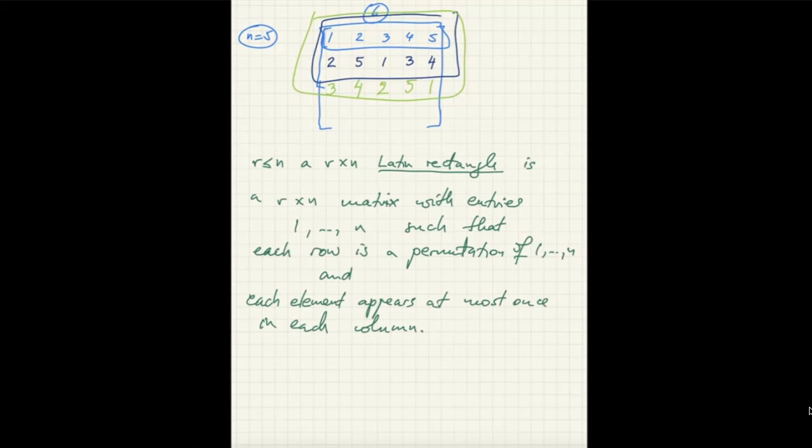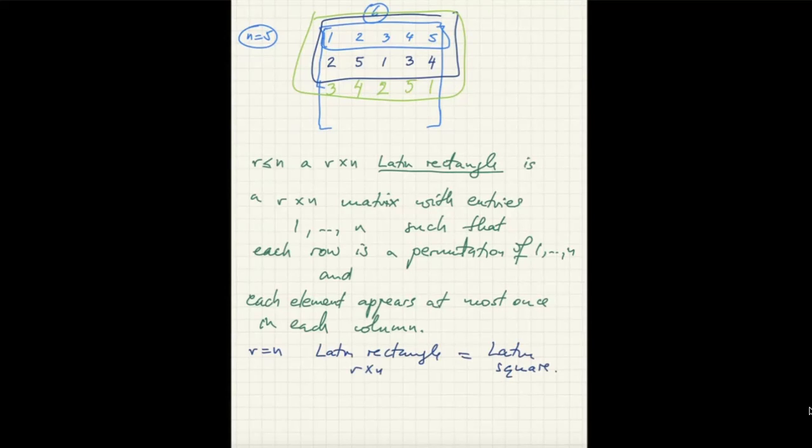Okay, so the 3 matrices on the top, the 1 by 5, 2 by 5, and 3 by 5, they're all Latin rectangles. If R equals N, a Latin rectangle, which is R by N, it's the same thing as a Latin square.